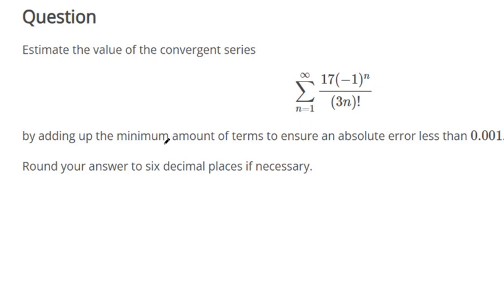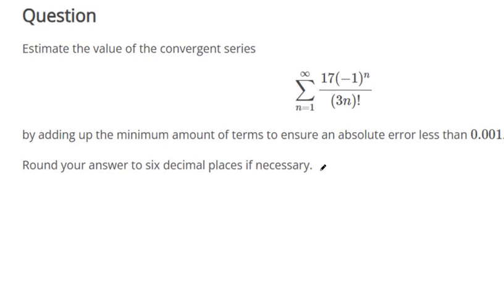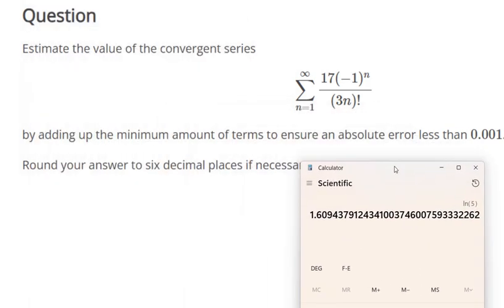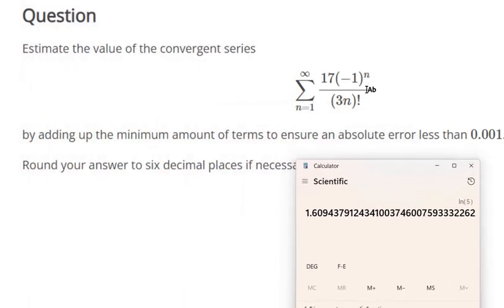So we're supposed to add up the minimum amount of terms to ensure an absolute error of less than 0.001. We don't get too much into the exact way of calculating the absolute error in this course. So I think the best way to do this question would just be to construct partial sums until the 6th decimal place isn't changing for you. Okay, I'll double check that to make sure it's going to work with n. But n equals 1 just means plug in 1.